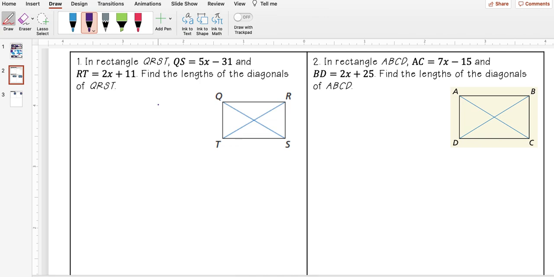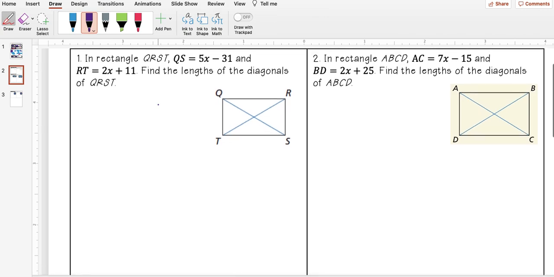Number 1, in rectangle QRST, QS is equal to 5x minus 31, and RT is equal to 2x plus 11. I want to find the lengths of the diagonals. Well, I just learned from my theorem that diagonals are congruent, so that means that QS is equal to RT. So substituting those values in, I have that 5x minus 31 is equal to 2x plus 11. And then I'm going to go ahead and solve for x.